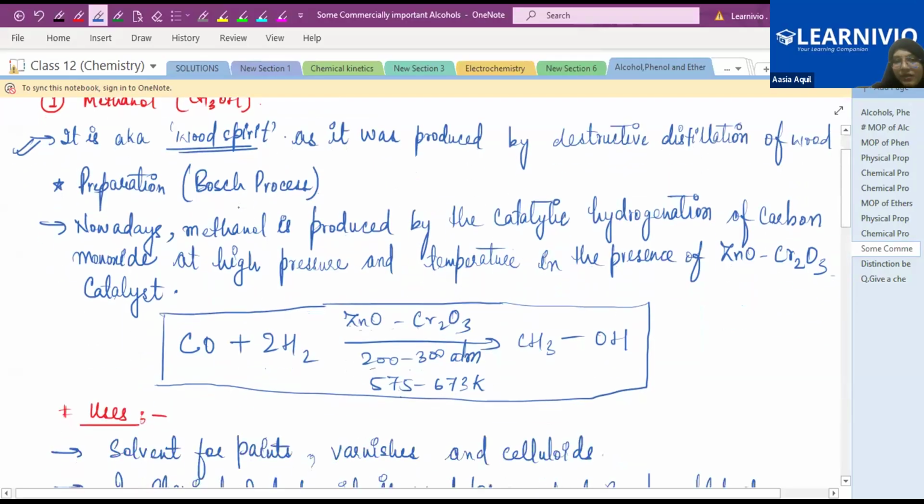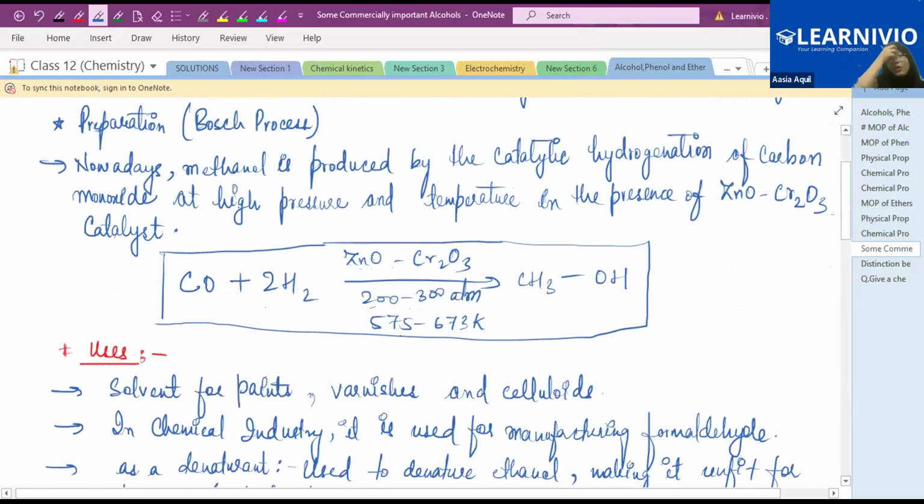Now, the preparation. We can prepare methanol by the Bosch process. Now, what is the Bosch process? You combine carbon monoxide and H2, and you do catalytic hydrogenation. In the presence of a catalyst, the carbon monoxide undergoes hydrogenation at high pressure and temperature. Which catalyst? Zinc oxide and chromium oxide, Cr2O3.